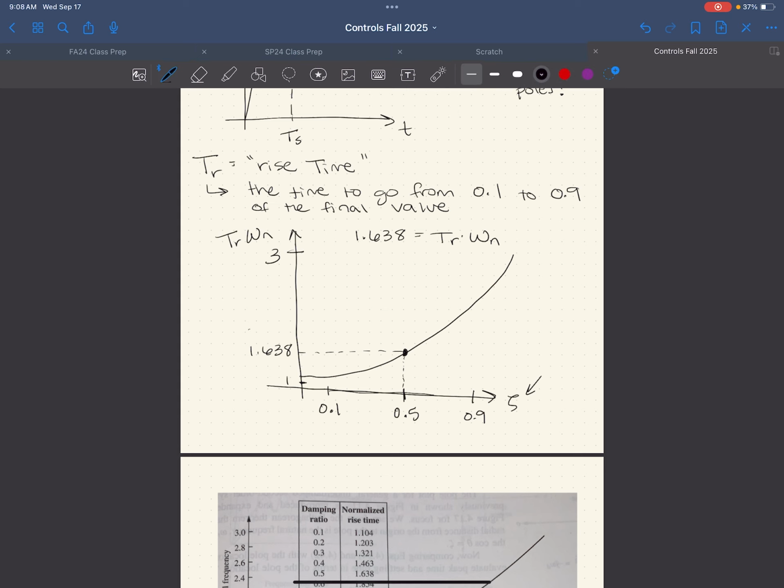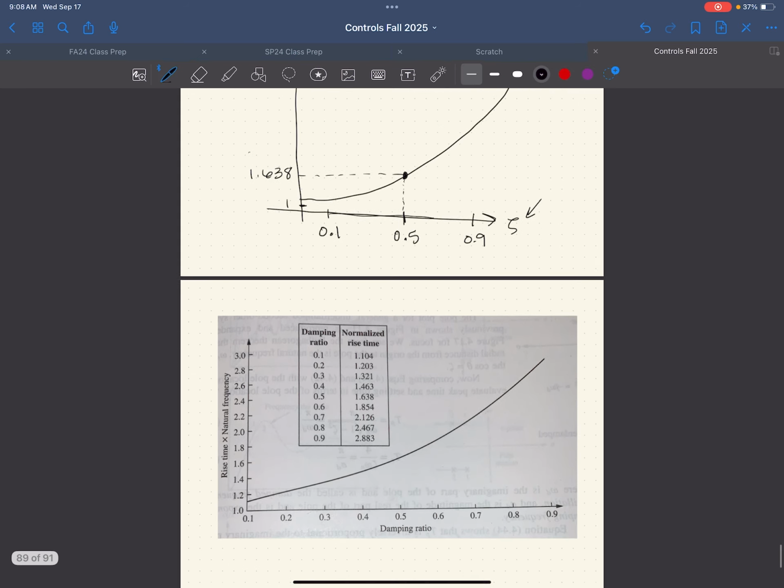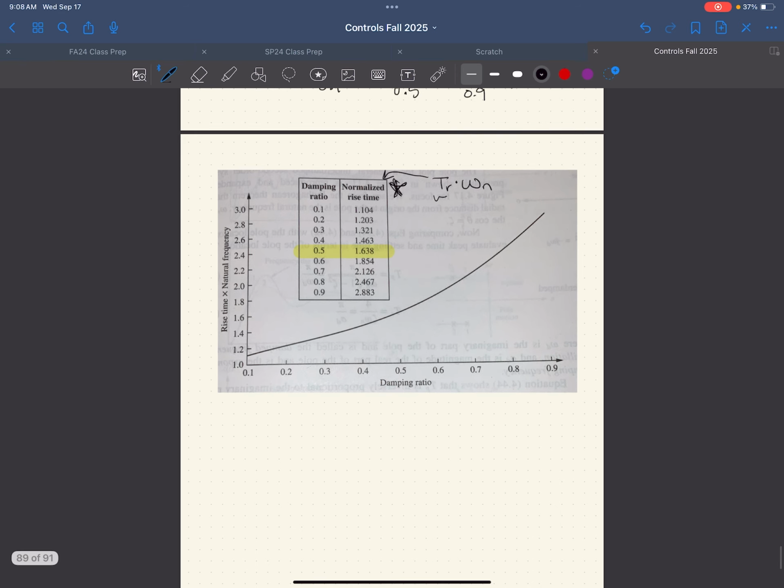Better yet, it is a little bit imprecise to read numbers directly off a graph. So what we do instead is we have a table of numbers. That's actually what I was looking at a second ago: I said, okay, I have a damping ratio of 0.5, and I read off the table the normalized rise time. Normalized rise time means that this is TR times omega n. So to find just the rise time, I need to take whatever value I read off this table and divide by omega n.